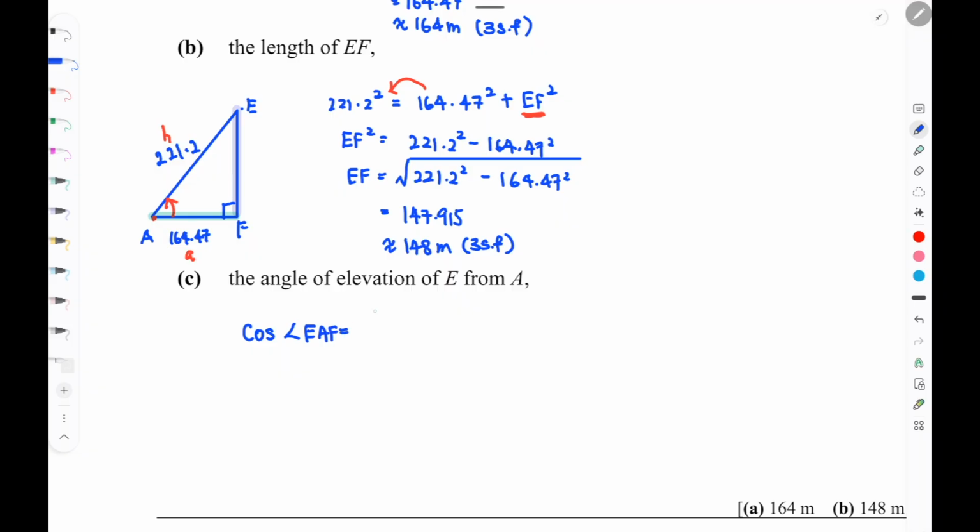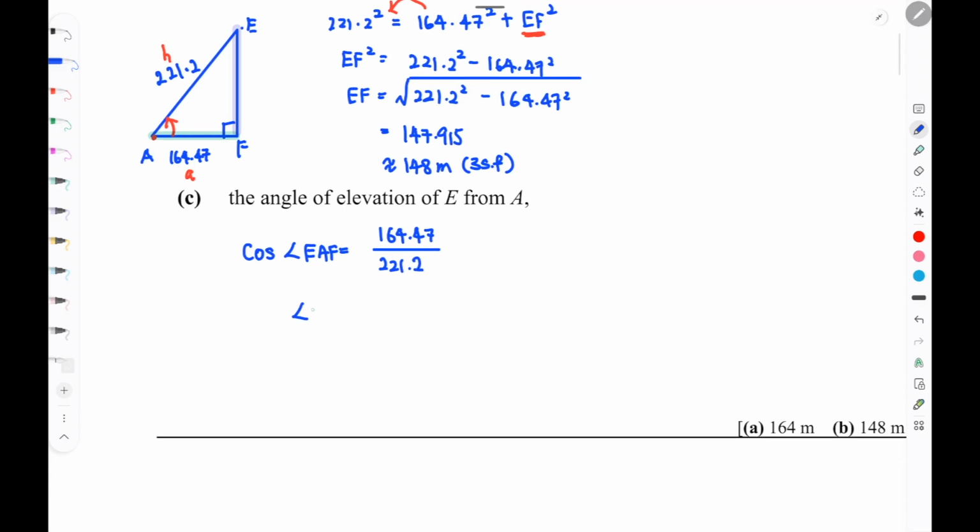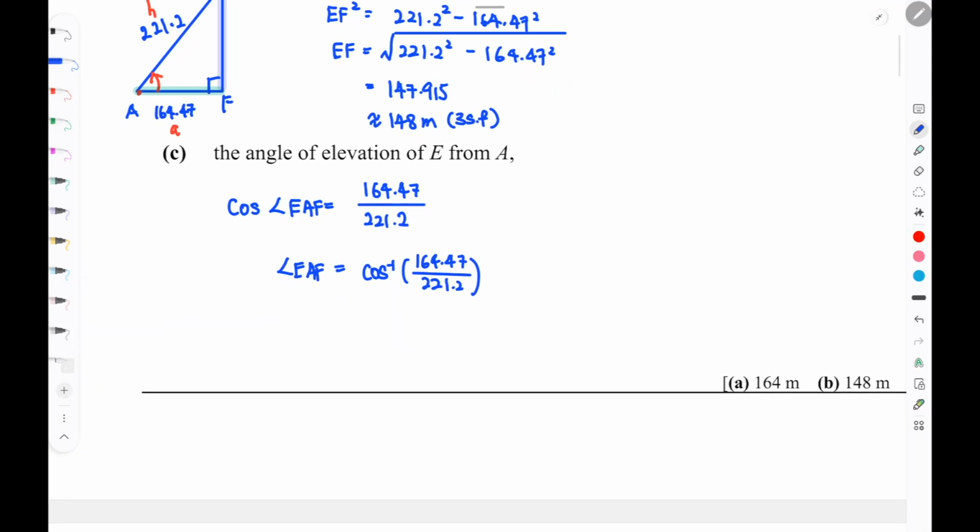EAF equals to 164.47 over 221.2. Angle EAF equals to cosine inverse 164.47 over 221.2. So this time I just bring my cosine over, become cosine inverse. When I type into calculator, I'll get 41.966, which I can round off to 42.0 degrees. So it is in 1 dp.